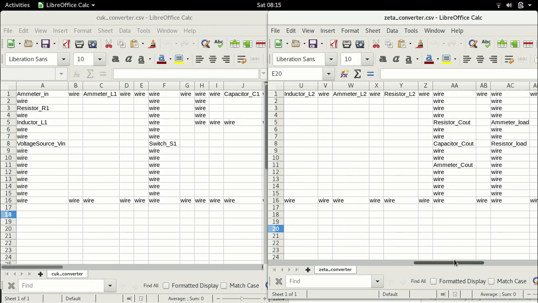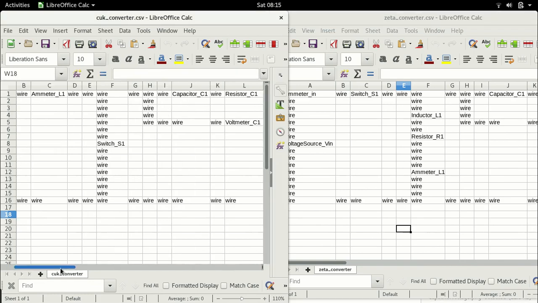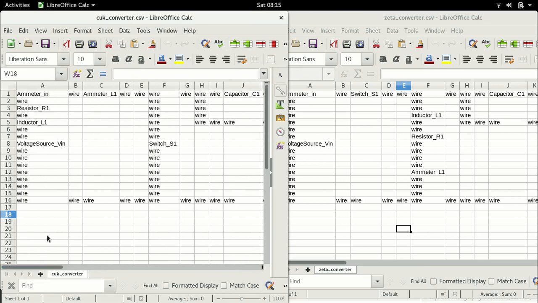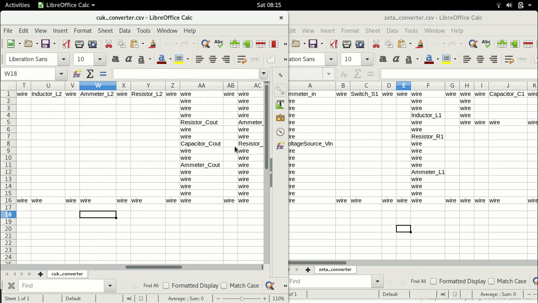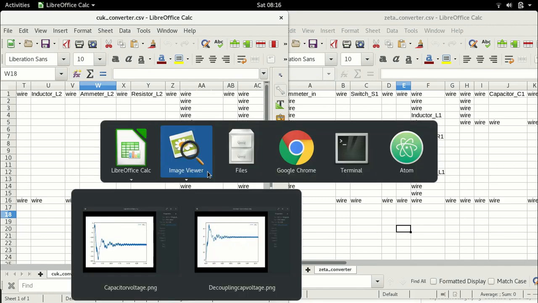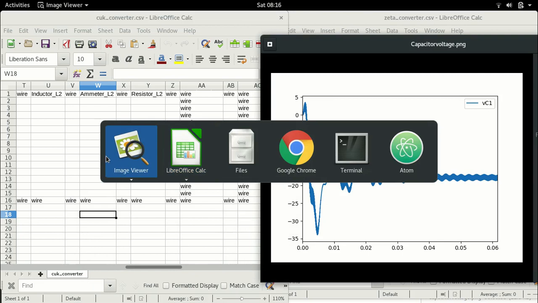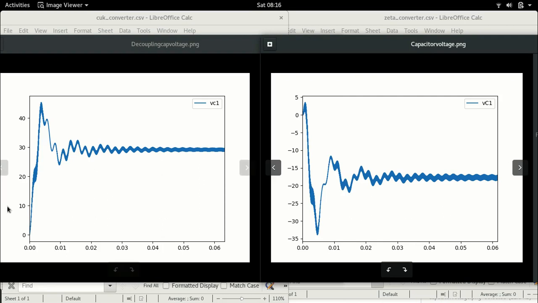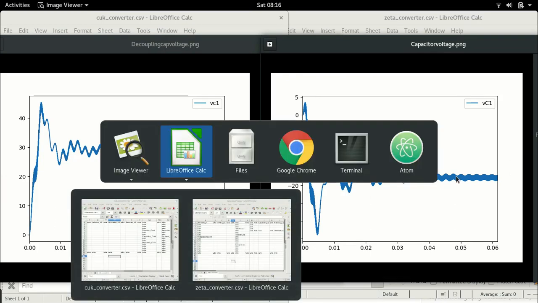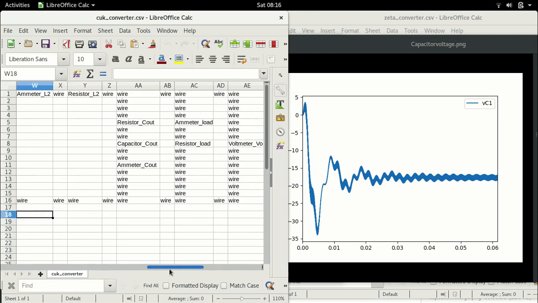In the case of a CUK converter, however, that's not the case. Why? Because in the case of a CUK converter, it is the capacitor which balances out again the output voltage, but in this case the output voltage is negative. So let's go back and have a look. If we compare in the two cases, the voltage across this CUK converter is almost double the voltage across the ZETA converter.